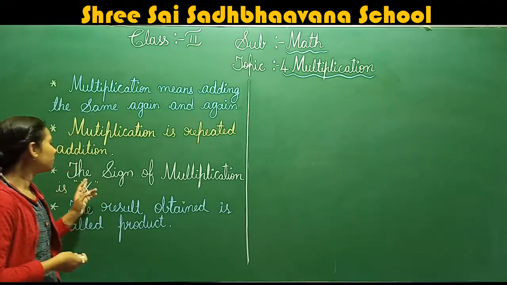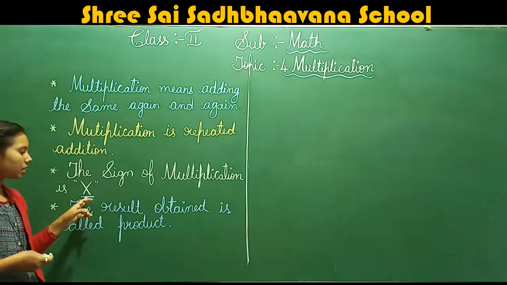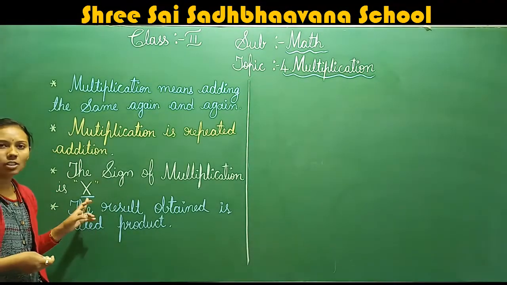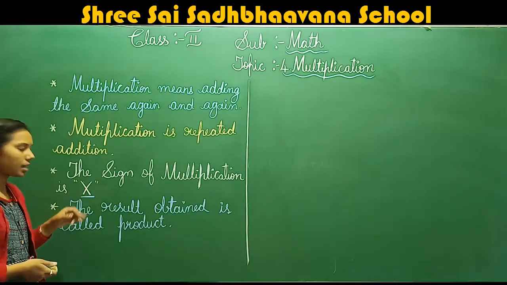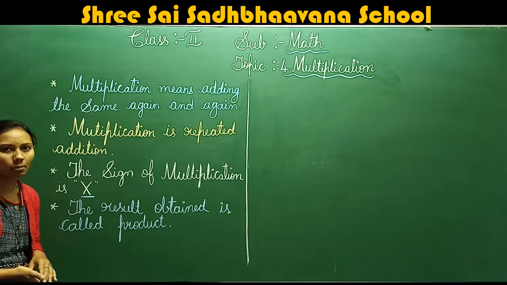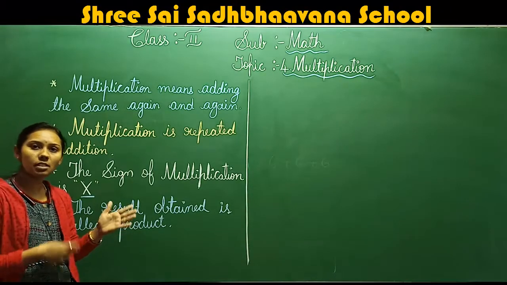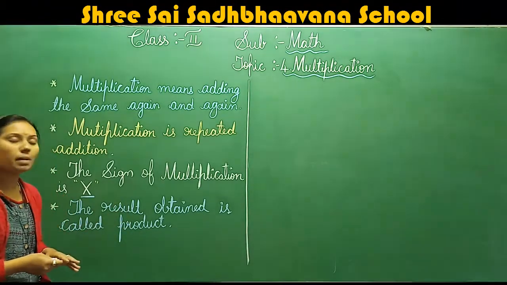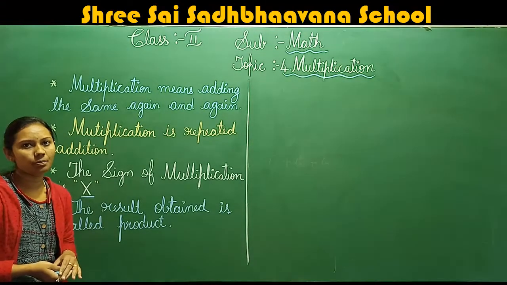Okay? See, the sign of multiplication is cross. We can see the sign here which looks like a cross, or we can say X. This is the sign of multiplication. Then the result we get in multiplication is called the product.